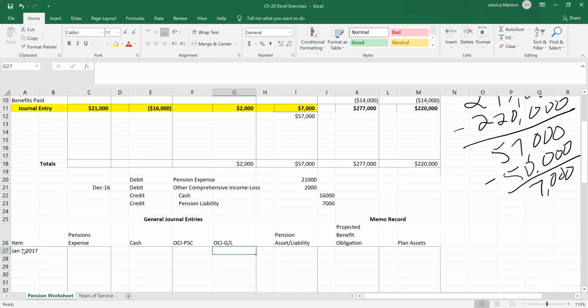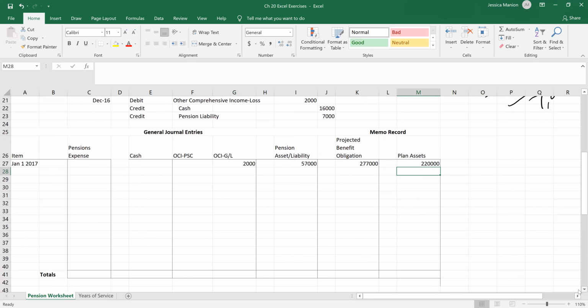Right, so we had this balance here in other comprehensive income. We had the balance in pension asset liability. And then we had the balance in projected benefit obligation. We had the balance in plan assets. Those are the balances that carry forward from 2016. So now we can go through and deal with the information that they give us for 2017.